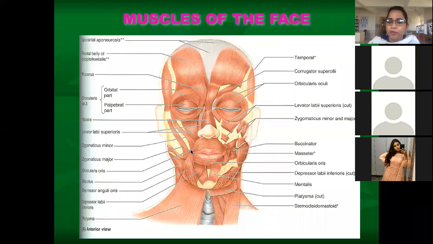Now, where do they insert and arise from? They are inserting into the skin around the oral cavity, into the upper lip, and arising from the zygomatic bone. So insertion moves towards the origin. That is the action. So they move the upper lip upwards like this. Zygomaticus minor.